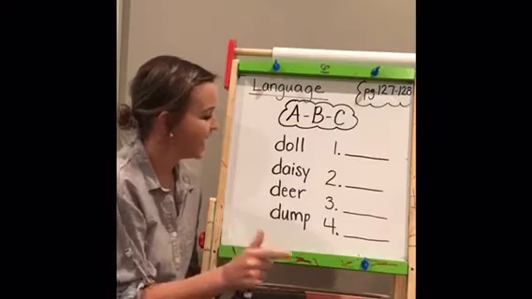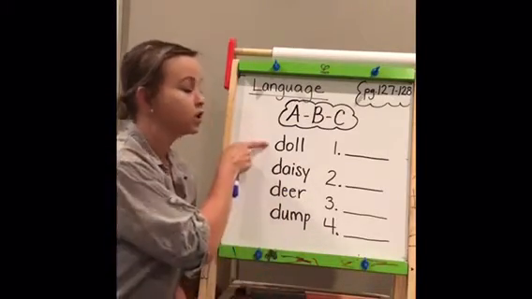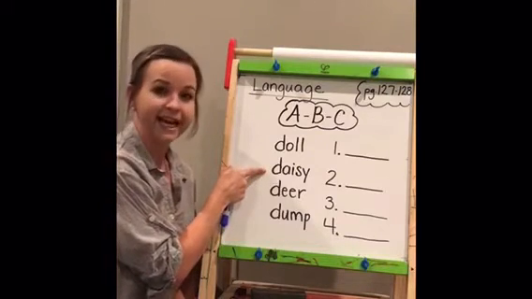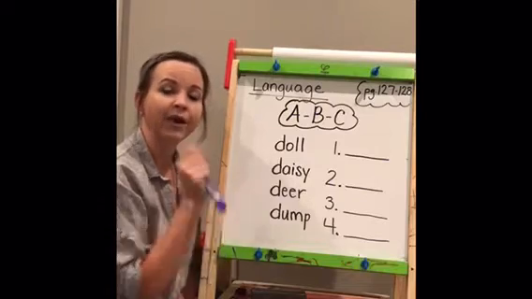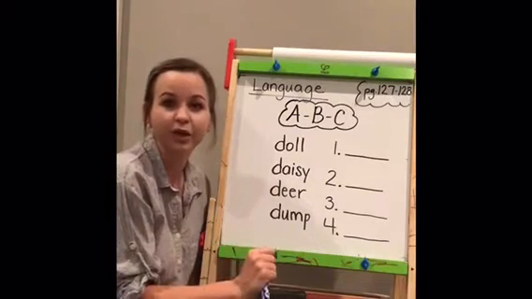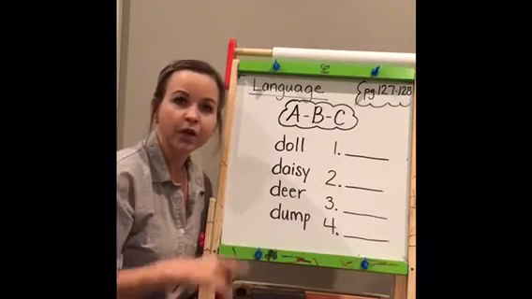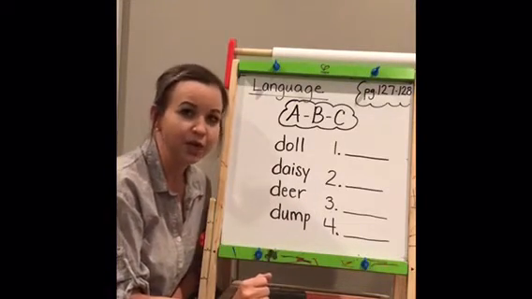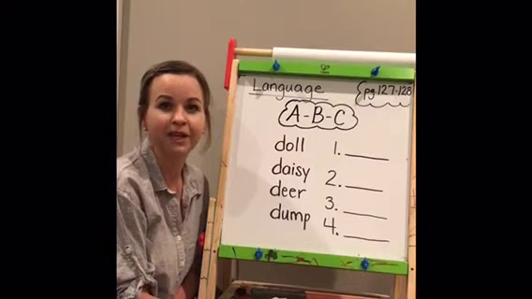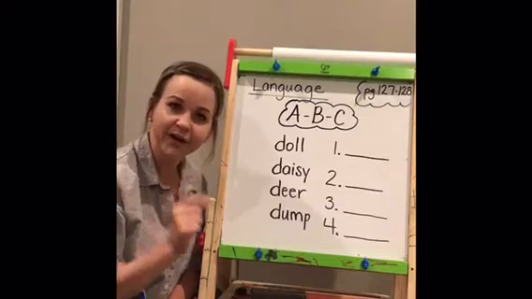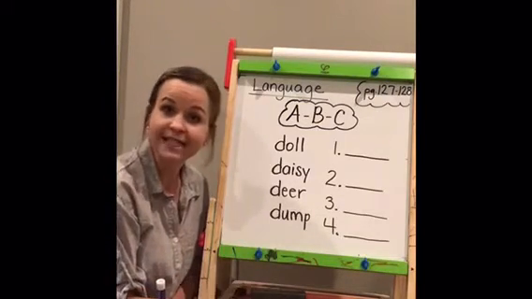So I have 4 words written out here. Read them out loud with me. Doll, daisy, deer, dump. I want to put these in ABC order, but they all start with D. Who remembers what we can do if all of our words start with the same letter? We go to the next letter. Very good. And then we just do our regular ABC order, okay?